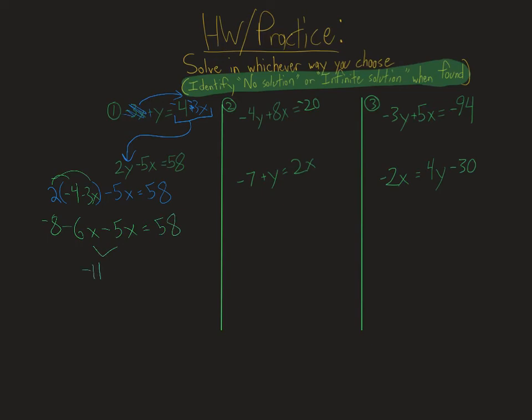Combine those like terms, negative 11x. And add over that 8. What's that? 64? No. Had to pause for a second because I made a mistake. Thankfully, it was just right here. 58 and 8 is 66. There we go.